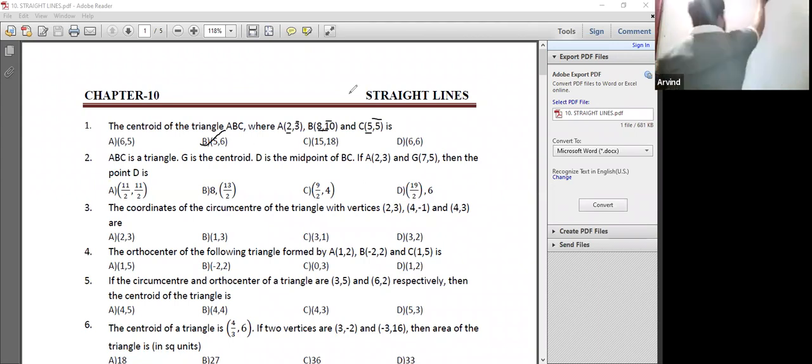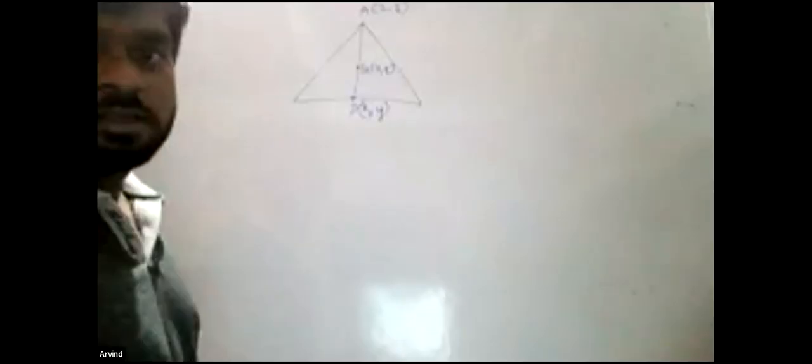Only the formulas might seem very hectic, but the chapter is very, very easy. Okay. A is (2, 3) and G is (7, 5). You have to find D. Let me take it as X, Y. Okay, I'll stop sharing here. This is the question. You have to find the value of D.